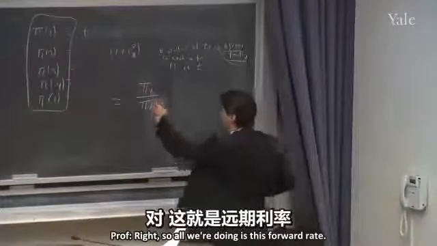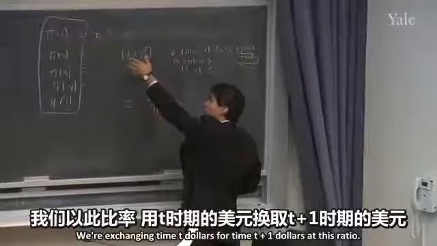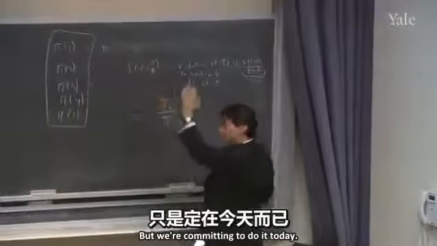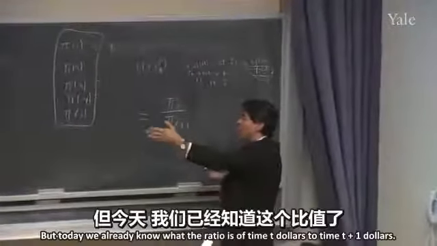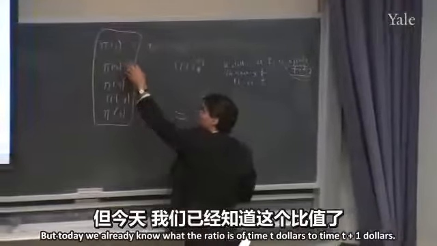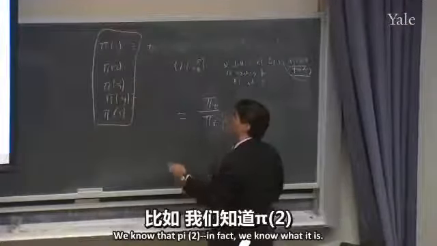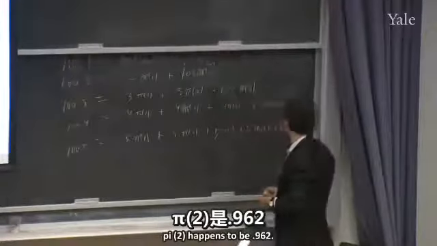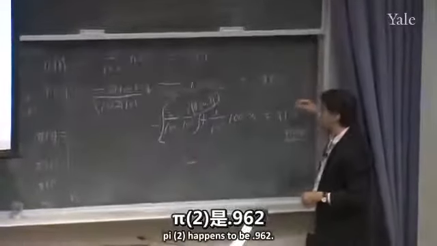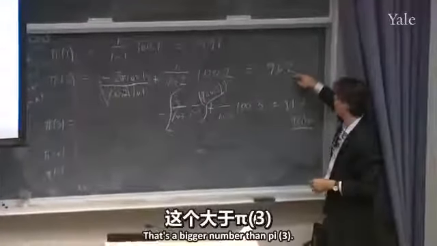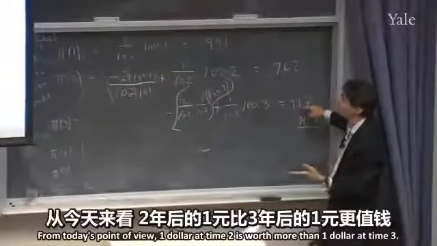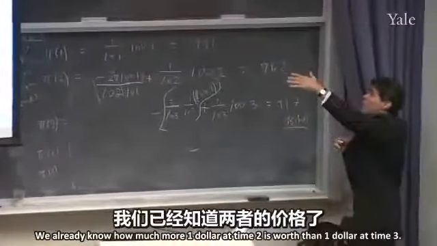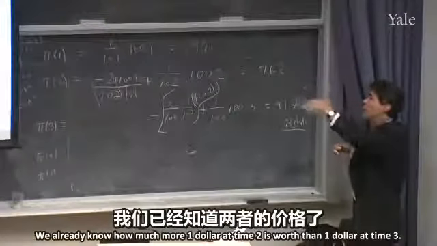Right. So all we're doing with this forward rate is exchanging time t dollars for time t plus 1 dollars at this ratio. But we're committing to do it today. And today we already know what the ratio is of time t dollars to time t plus 1 dollars. We know what pi 2 is. Pi 2 happens to be .962. That's a bigger number than pi 3. From today's point of view, $1 at time 2 is worth more than $1 at time 3. We already know how much more $1 at time 2 is worth than $1 at time 3.